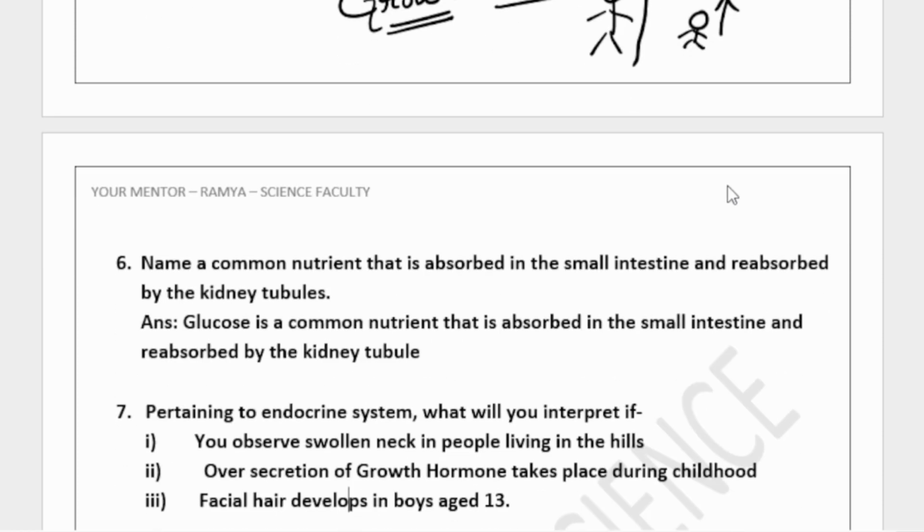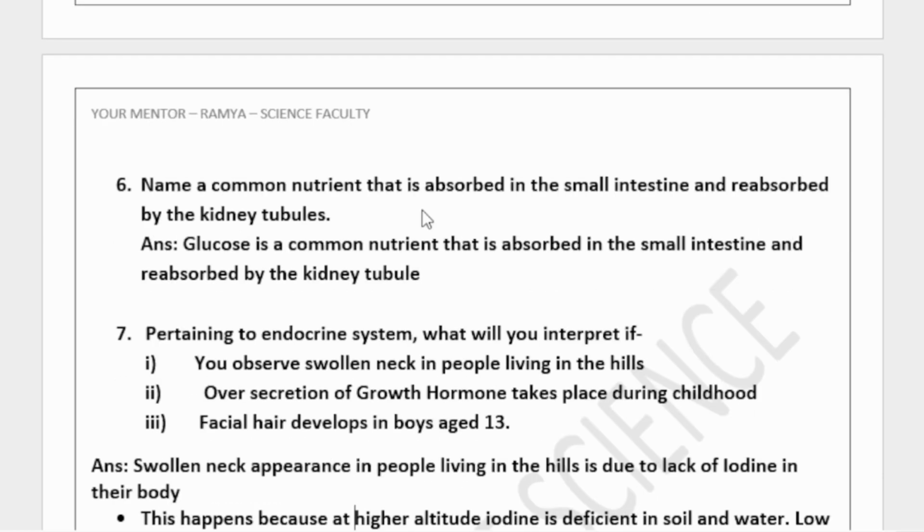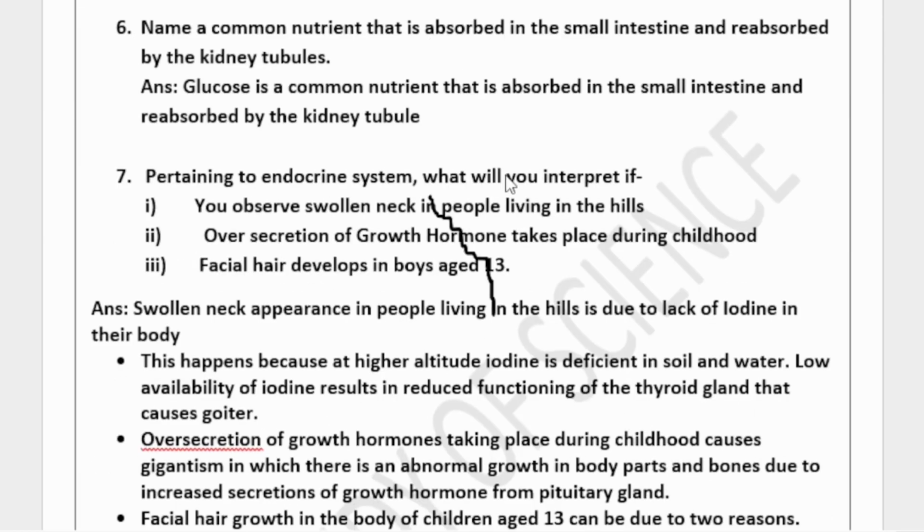So the sixth question again, name the common nutrient that is absorbed in small intestine and also reabsorbed by the kidney tubules. So this kind of questions, when they ask, you feel a little bit confused. What are they asking? They are asking you to name a nutrient, and this nutrient is absorbed in the small intestine and reabsorbed in the kidneys.